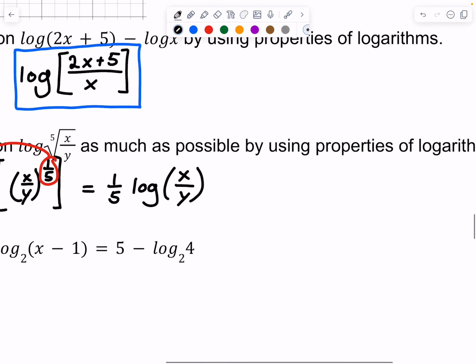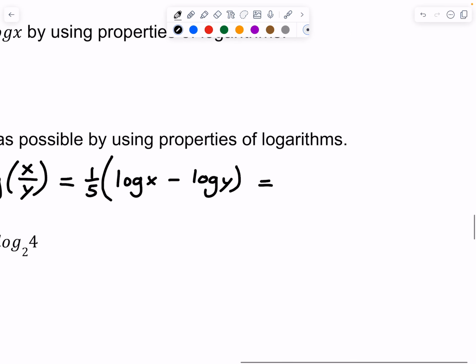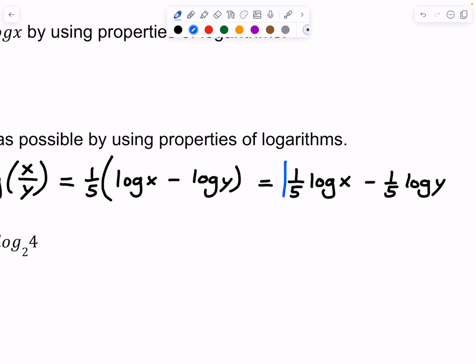And now we've got x divided by y, which, as you may remember from the previous one, you can change to a subtraction between two logarithms. So this 1/5 will stay, and then I'm going to have the log of x minus the log of y. And if you like, you could distribute the 1/5, but it's not really going to matter either way. This is going to be your final answer.